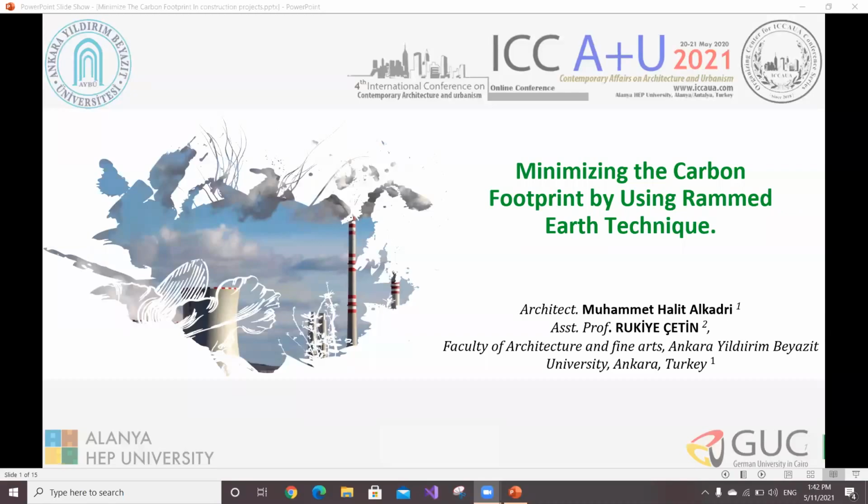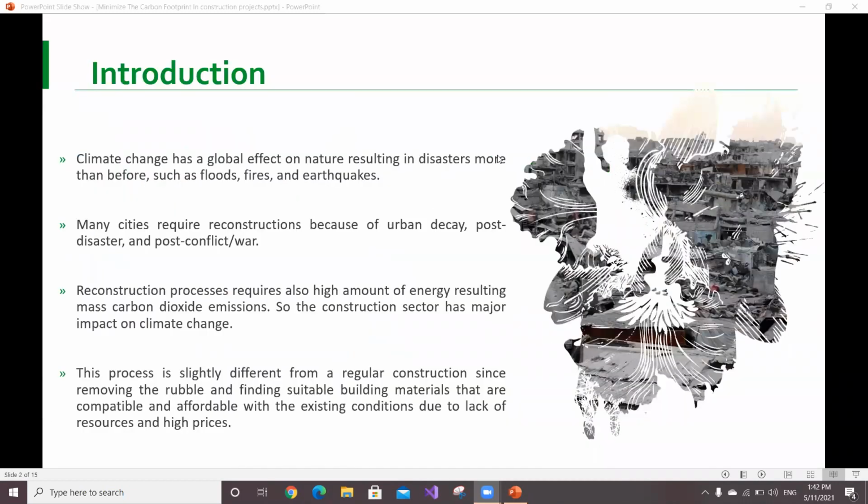Hello everyone. Today I'm going to talk about how we can minimize the carbon footprint by using the rammed earth technique. First of all, everyone knows that climate change affects the whole world hard, causes several natural disasters, and sometimes leads to war. Unfortunately, the result is the destruction of our cities.